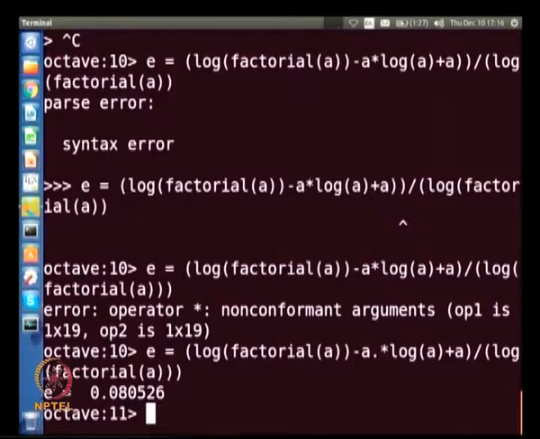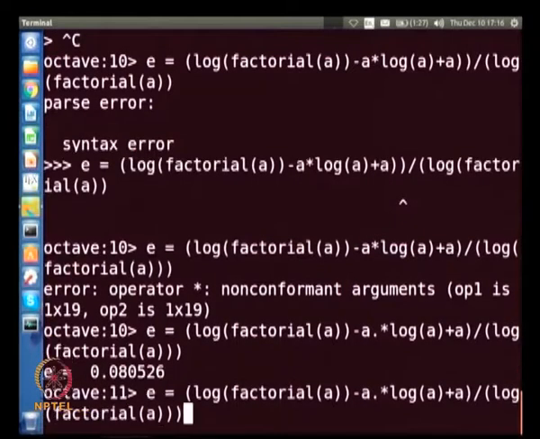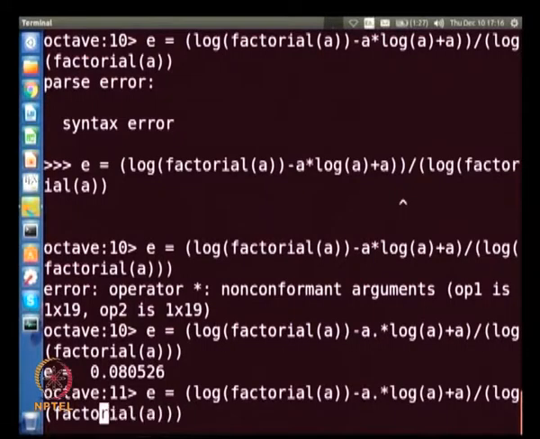Okay. So, we have error, but this is not the form in which I want. Let me see what has happened.